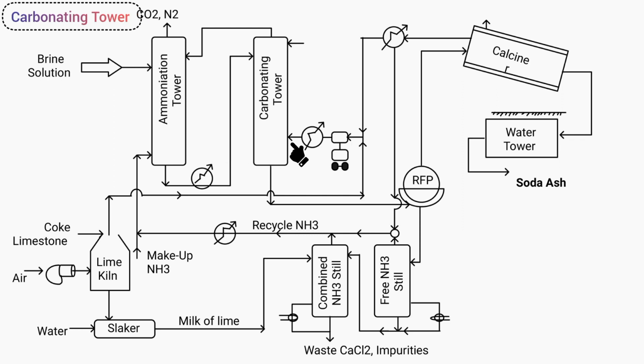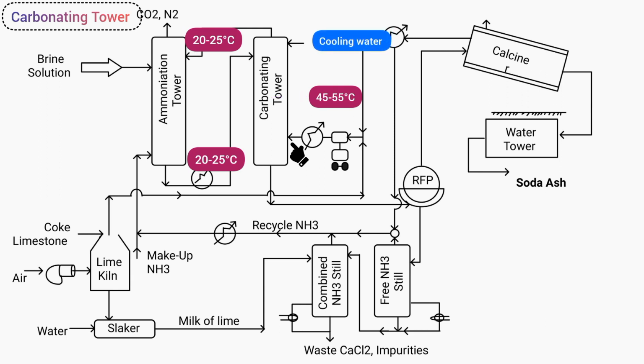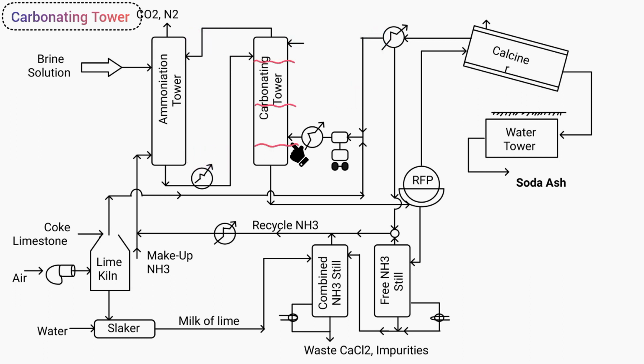This is called a carbonating tower, primarily used for the cleaning process. Its diameter can range from 1.8 to 2.5 meters, and its height can be approximately 22 to 25 meters. The tower is made of cast iron. The temperature in its top and bottom sections ranges from 20 to 25 degrees Celsius, while in the middle, it ranges from 45 to 55 degrees Celsius. Cooling water is supplied from an external source to maintain the temperature and facilitate the process. This tower is divided into multiple sections where different processes take place.